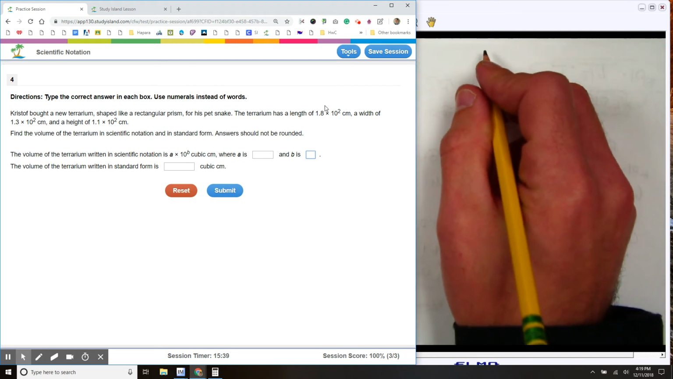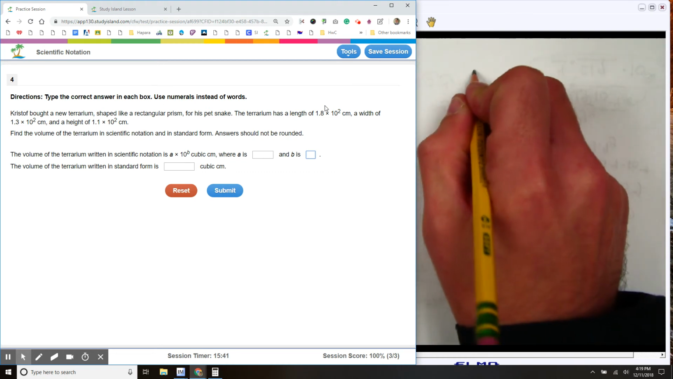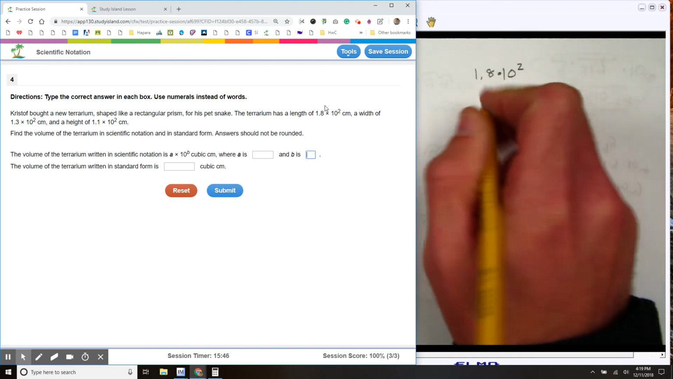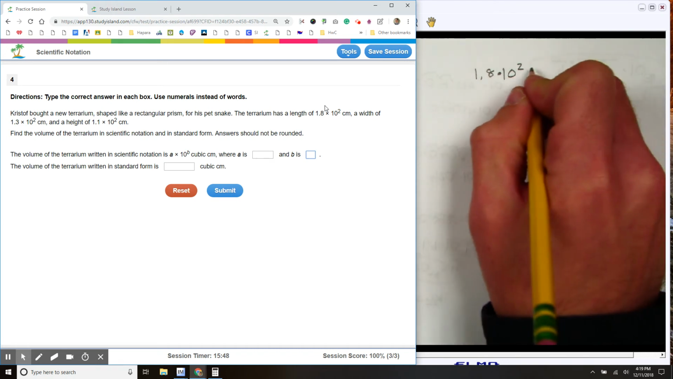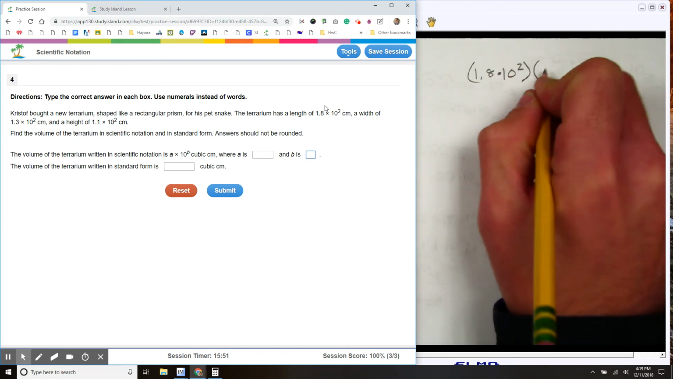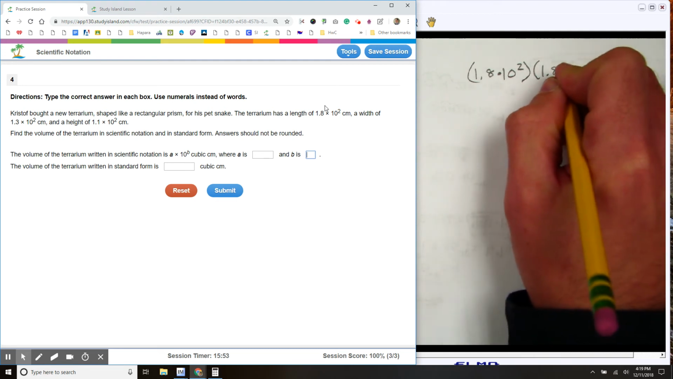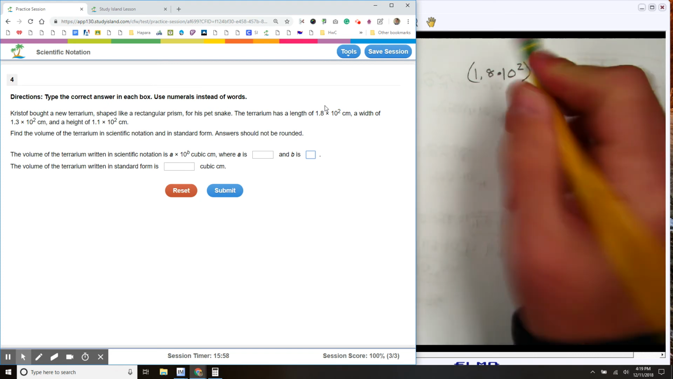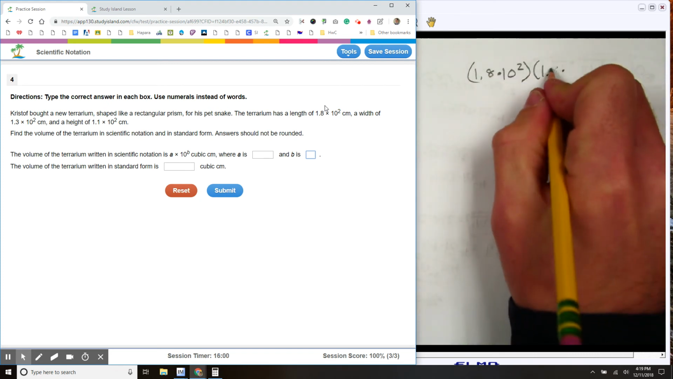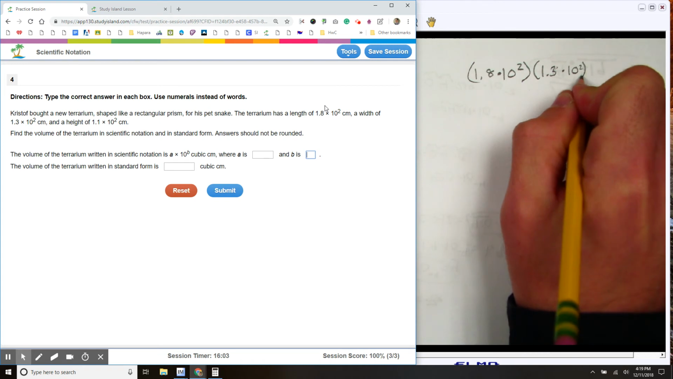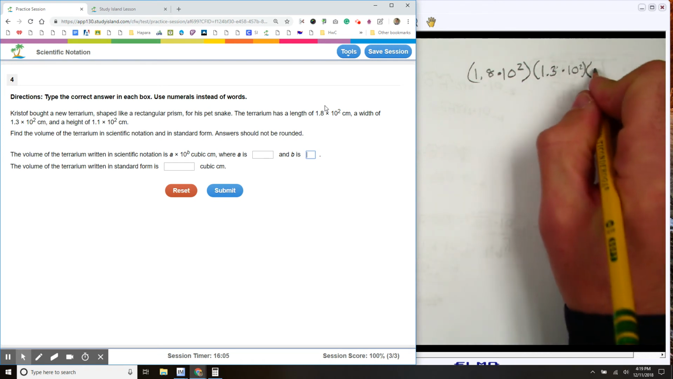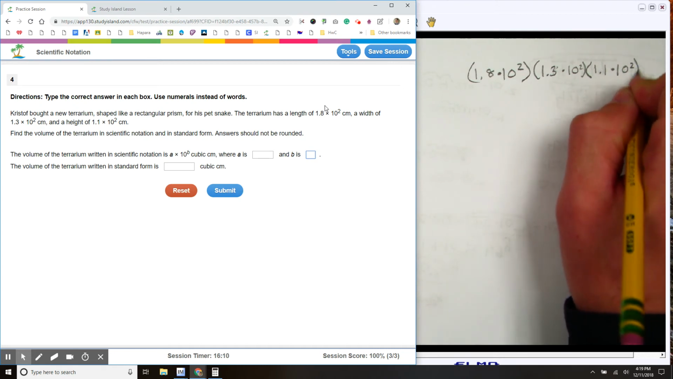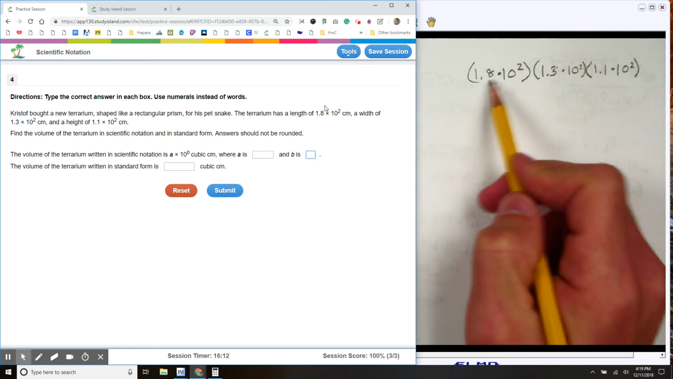So let's go ahead and write down the 3 measurements. 1.8 times 10 to the second power times 1.3 times 10 to the second power times 1.1 times 10 to the second power. So I'm multiplying all of these together.